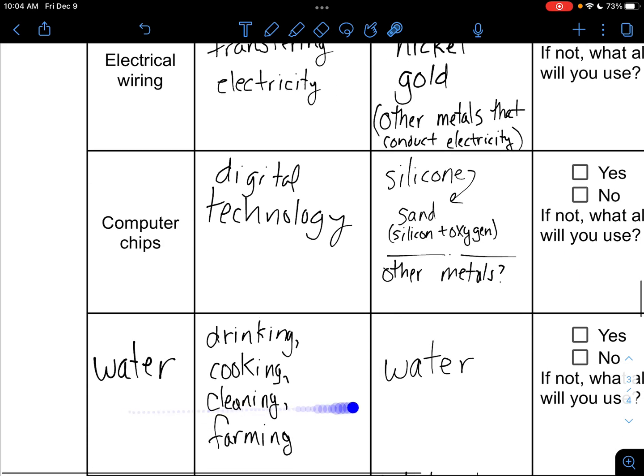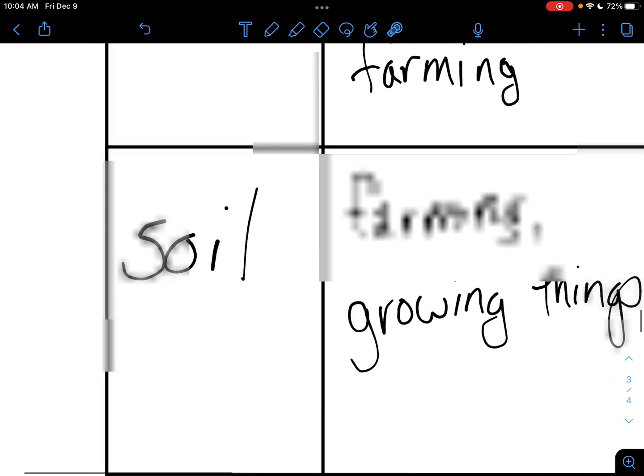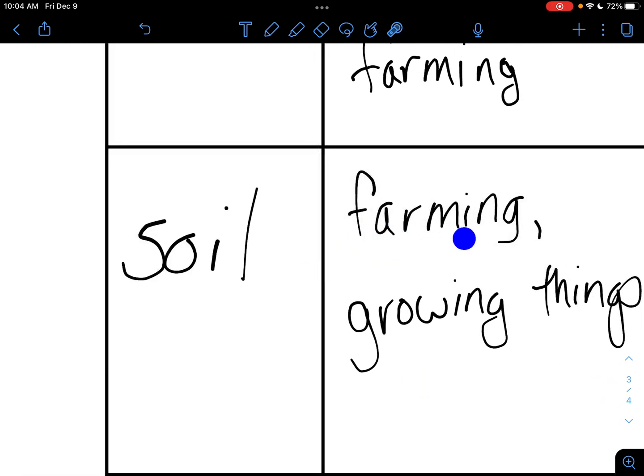Water. Please make sure your group has considered water. I really don't need to go into why we need that and what it's made out of, but there it is. Soil. Soil is so important because we got to eat and we need to grow the plants to be those carbon-based sources for so many of the other materials we need.